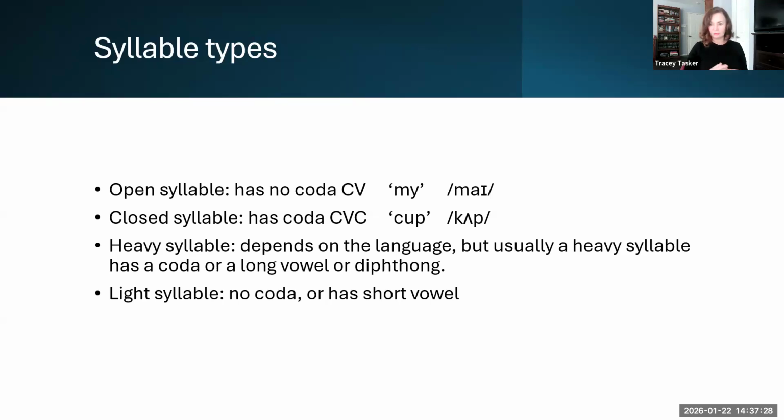So in the word cup, that P is following the vowel. We also talk about heavy syllables versus light syllables. Heavy syllables we think of as having a long vowel or a diphthong, which we're going to talk about in detail when we talk about vowels. And a light syllable has no coda or has a short vowel. One of the ways we distinguish between closed and open syllables is that closed syllables have at least one vowel followed by one or more consonants, and the vowel is short. Open syllables do not have a consonant following the vowel, and the vowel is long. That's a good way to distinguish between open and closed.